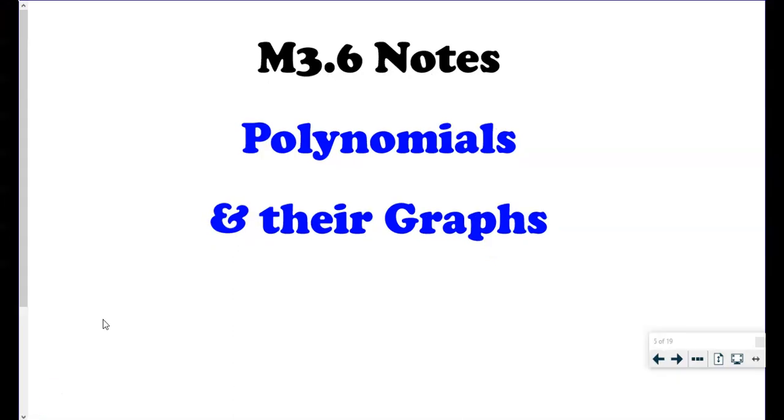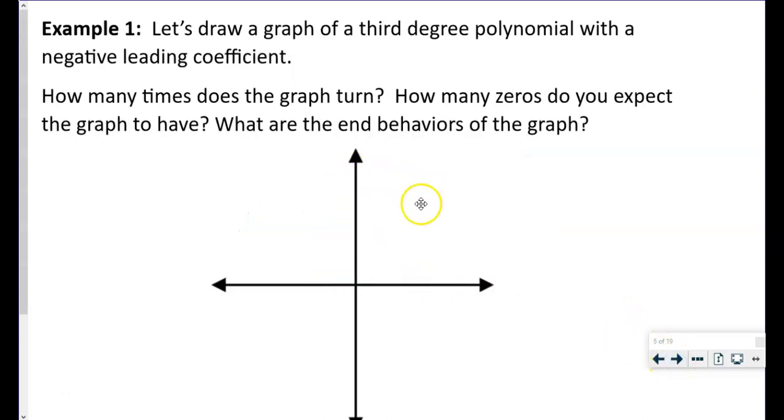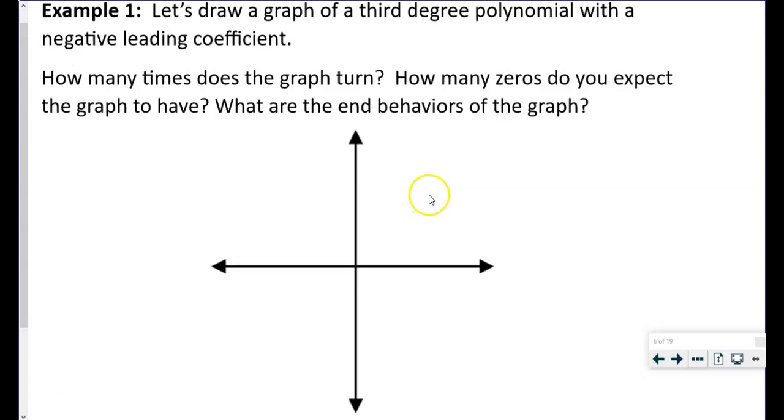So in this video today, we're going to talk about some other characteristics of polynomial graphs. This first one says, let's draw a graph of a third degree polynomial with a negative leading coefficient. Some of the questions we should be asking ourselves as we're thinking about this is, how many times does a graph turn? How many zeros do you expect the graph to have? And what is the end behavior of the graph?